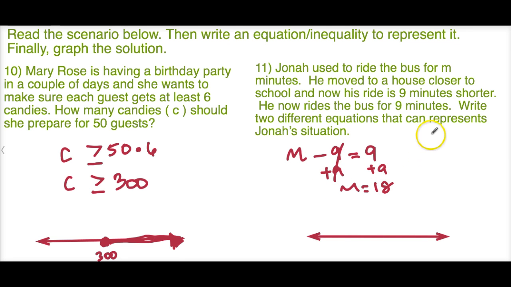My other equation you could have written, this is the one I prefer. You could have also said 9 plus 9 equals m, and that's going to be 18 equals m. But this is the one that I like. So then graphing the solution is simply going to be 18 because that's the data point. There's no other choices.